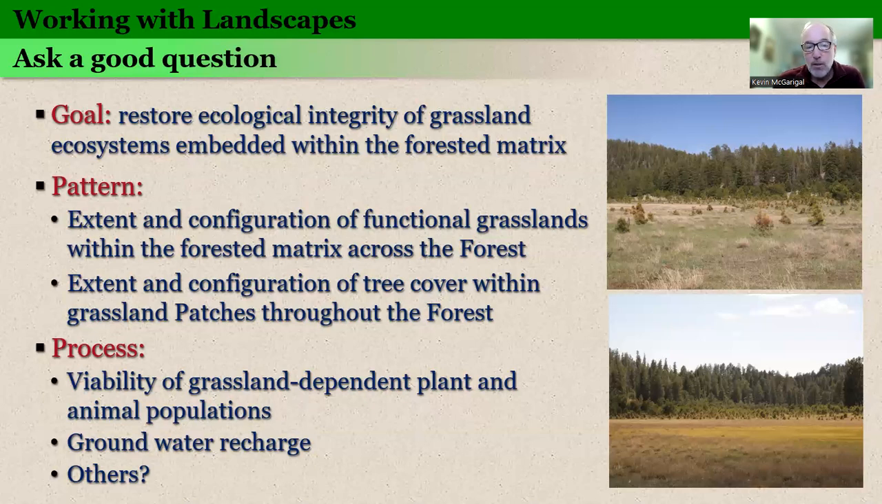Alternatively, a process could be groundwater recharge, where we're interested in the effect that trees within these grassland patches have on groundwater recharge because of their use of water in evapotranspiration and essentially the loss of groundwater recharge by having tree cover within these grassland patches. And of course, there are many other processes here. The key here is that we have a pattern and we have a process here that relates to our overarching goal.